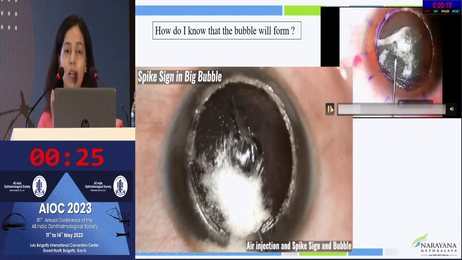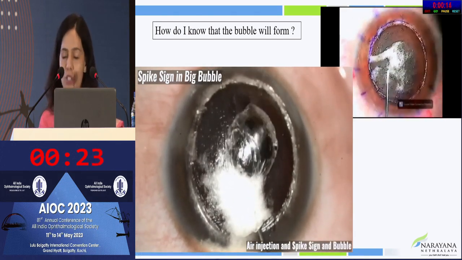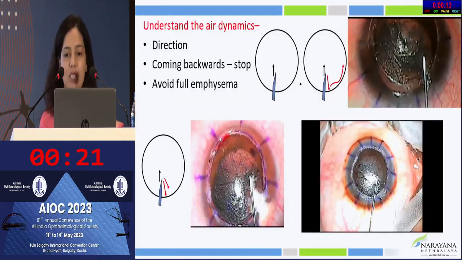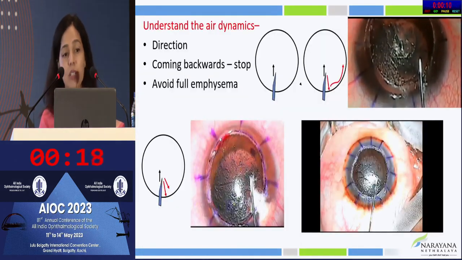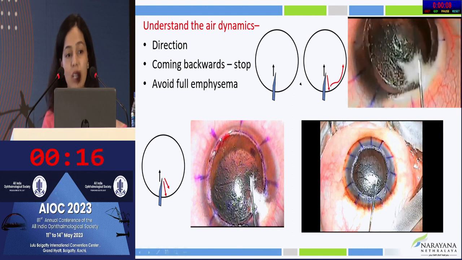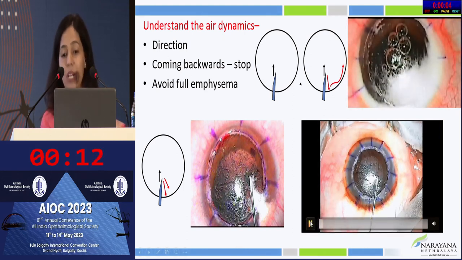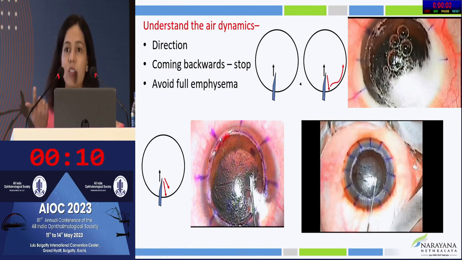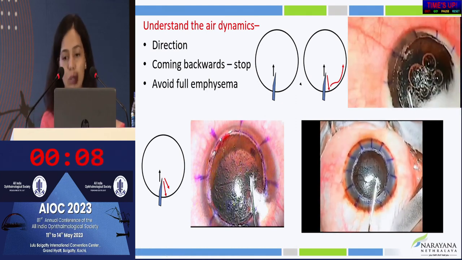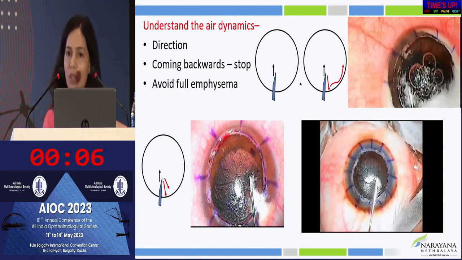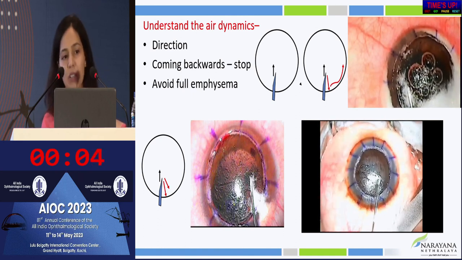Normally our teaching is if you have a lot of emphysema, you must stop immediately, otherwise you're going to get a full emphysema all over the eye. The other thing is to understand the dynamics of the air. If it's trying to come backwards, better to stop, you're not going to get the bubble. And of course, if it's tracking along the limbus, again, you're not going to get a bubble. So try to avoid keeping on injecting air in these steps.